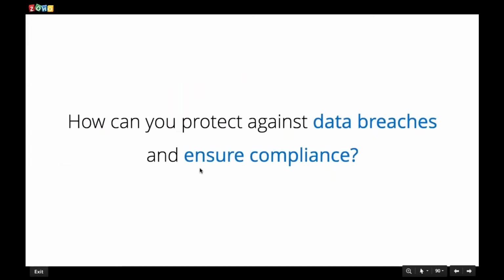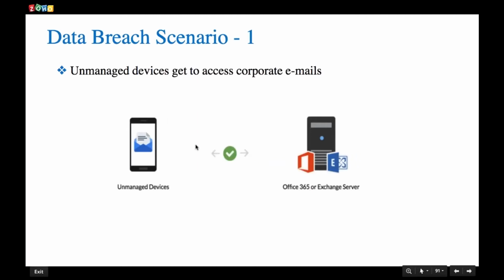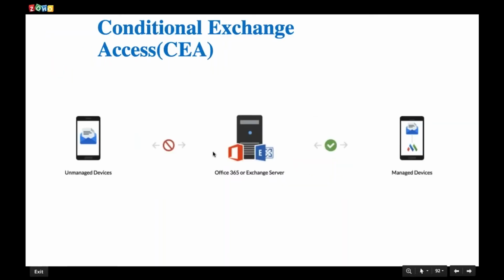So one of the most important questions when we make use of mobile devices is how can we protect these devices from data breach and ensure compliance. There are various cases or situations where the data can be breached from the device. The first one is that unmanaged devices get access to corporate emails. It is very important that we keep our corporate email accounts secure because most of the confidential information is available on these emails. Therefore, we need to ensure that unmanaged devices do not get access to our Exchange server.